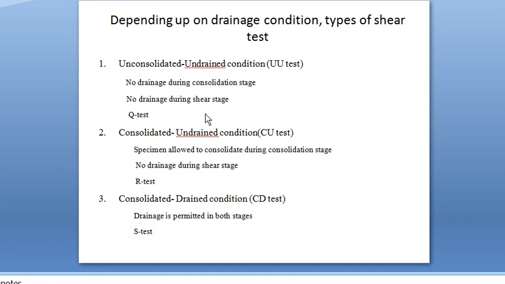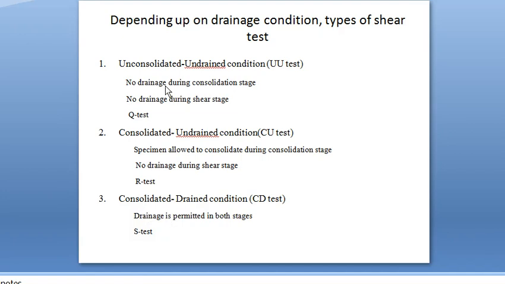Okay. In the second type, the consolidated undrained condition, drainage is allowed during the first stage, that is, in the consolidation stage drainage is allowed, and in the second stage, the shear stage, no drainage is allowed, that is undrained. And in the third one, the consolidated drained condition, in both stages, the consolidation stage and the shear stage, drainage is permitted. Okay.